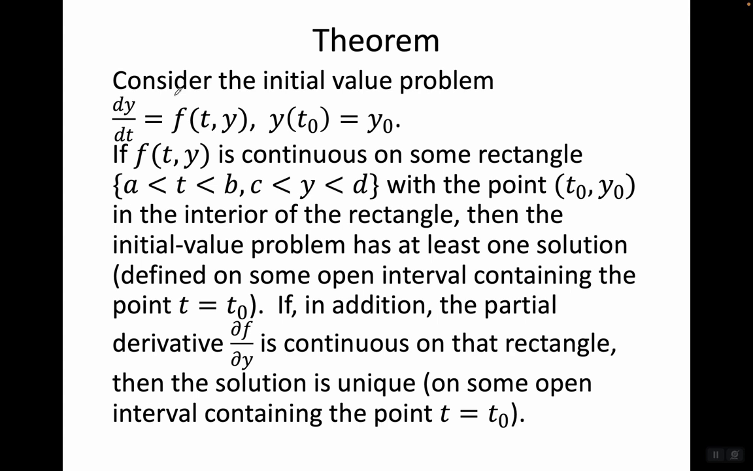If f(t, y) is continuous on some rectangle where t is between a and b and y is between c and d, so in other words our rectangle is going to look like this. So t is between a and b and y is between c and d. Here's c, here's d. So in essence this is what our rectangle looks like. Okay, if f(t, y) is continuous on some rectangle, with the point (t0, y0) in the interior of the rectangle, then the initial value problem has at least one solution, defined in some open interval containing the point t = t0.